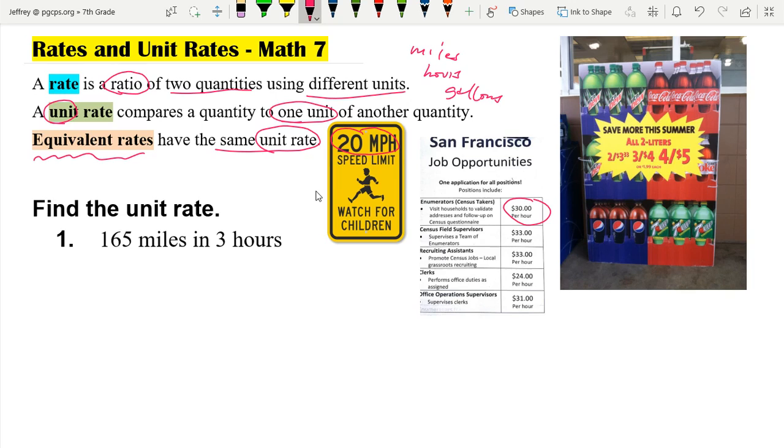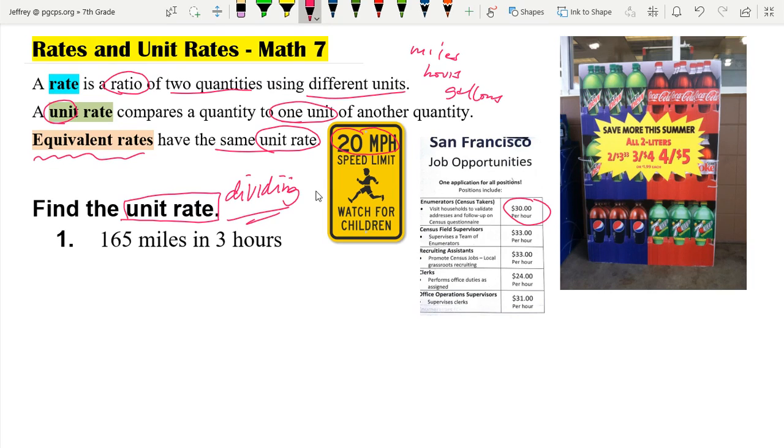So let's start with number one. Number one says find the unit rate. Now, how do we find the unit rate? To find the unit rate, we just divide the denominator, okay? So we're going to be dividing most of the time. Now, sometimes it could be multiplying. I'll show you that in a few minutes.